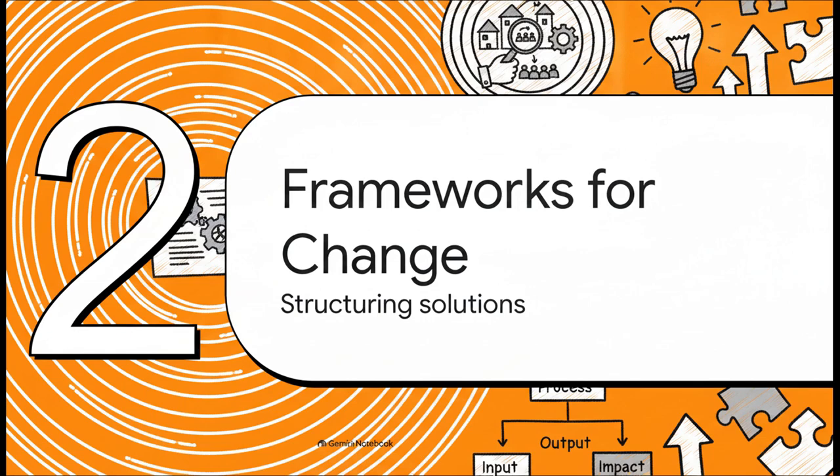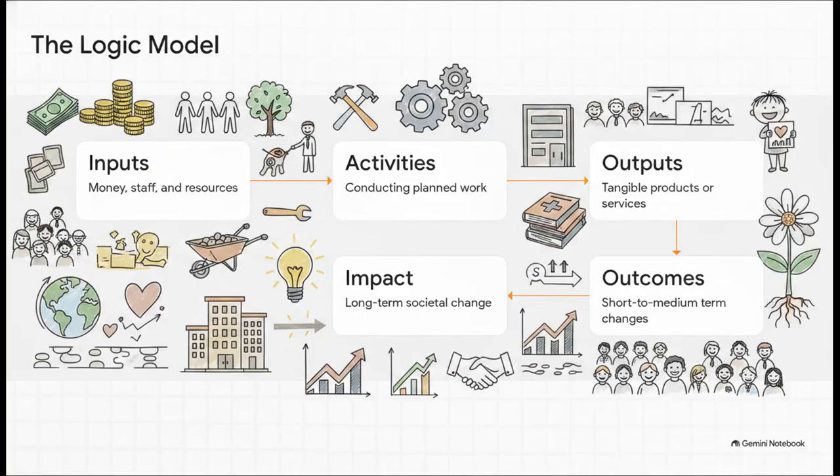This is where we peel back the next layer of the onion. Let's see how this builds. To structure a solution, we use the classic logic model. Think of it as a linear chain of events. You start with your inputs, that's your funding and your staff. You use those inputs to run activities, like hosting training workshops.